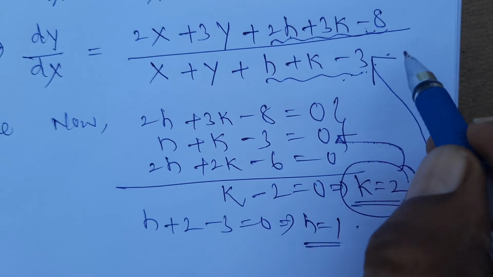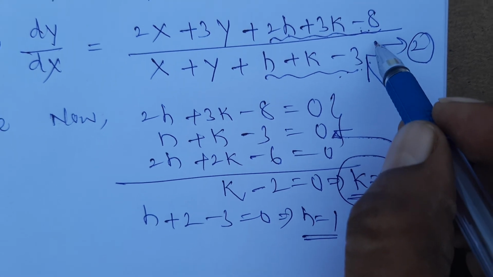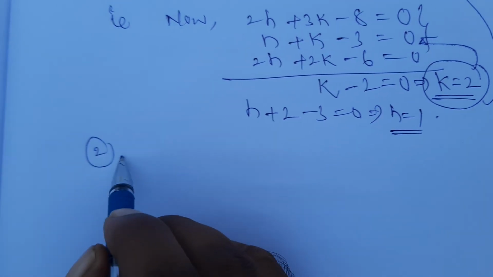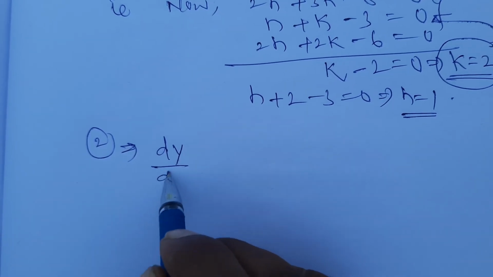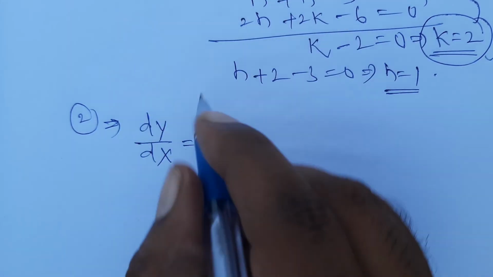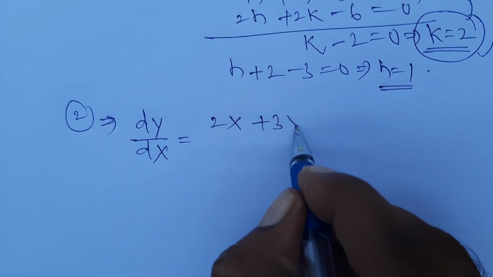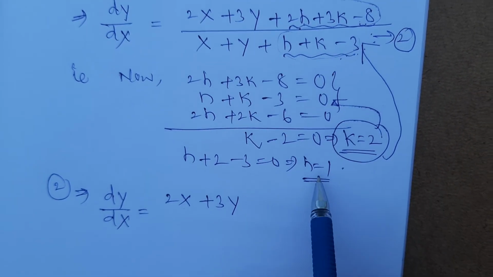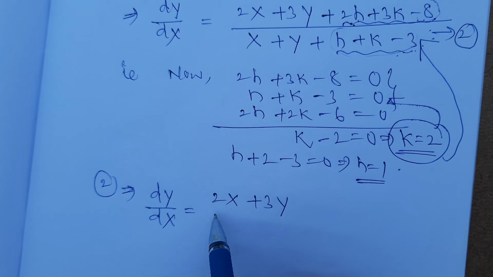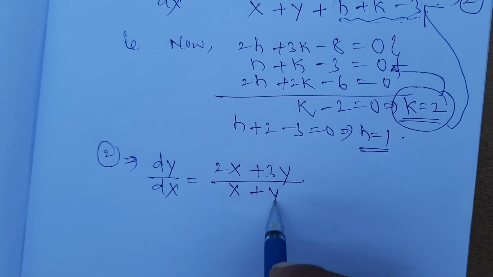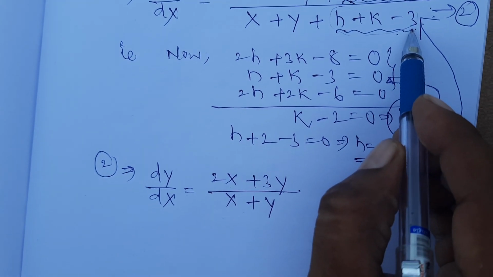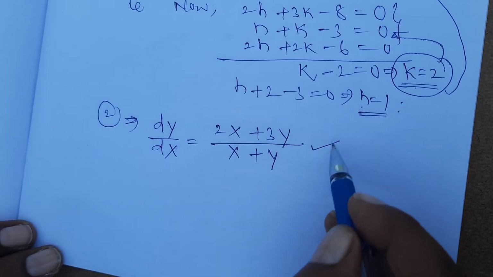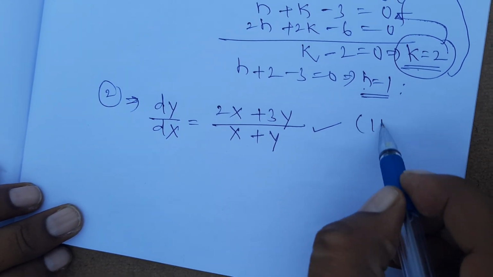If you substitute in this, let it be the second equation, then this value will be 0, and this value will be 0. Therefore the second equation implies d capital Y by d capital X equals 2X plus 3Y, of course capital X and capital Y, and this value, by substituting h value as 1 and k value as 2, is 0. The denominator is also capital X plus capital Y, and this value also changes to 0 by suitable substitution, h equal to 1, k equal to 2. Now this equation is nothing but a homogeneous differential equation.